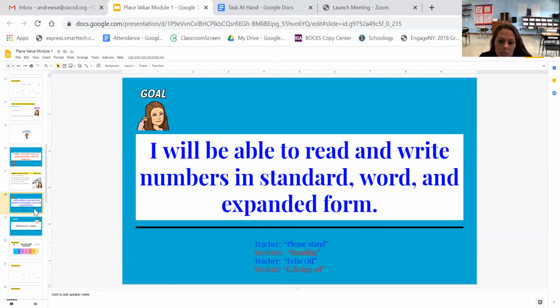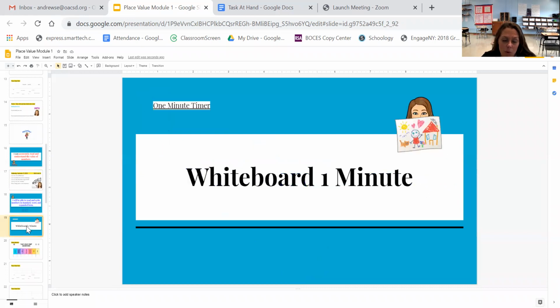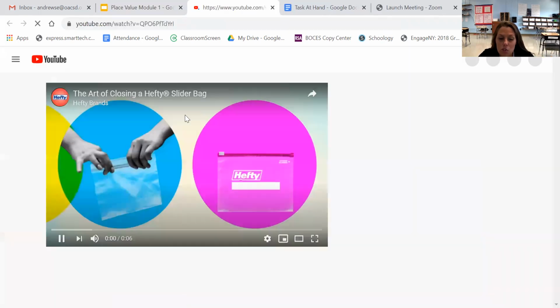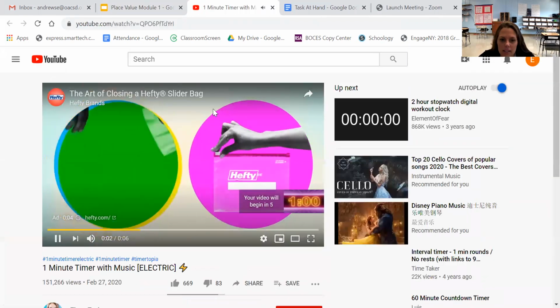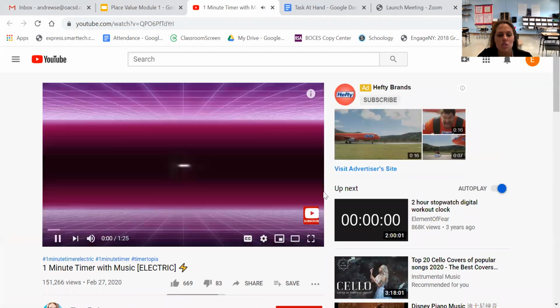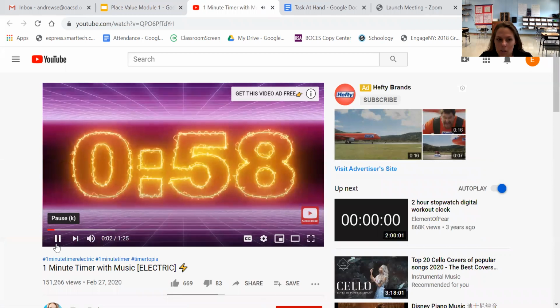Your goal for today is you'll be able to read and write numbers in standard, word, and expanded form. So 3 different ways that we see numbers, and you'll be able to read and write them. Before we get started, I hope you already have your whiteboard marker and washcloth out. I'm going to give you 1 minute to draw, color, write. This is your chance to scribble, to do what you got to do.